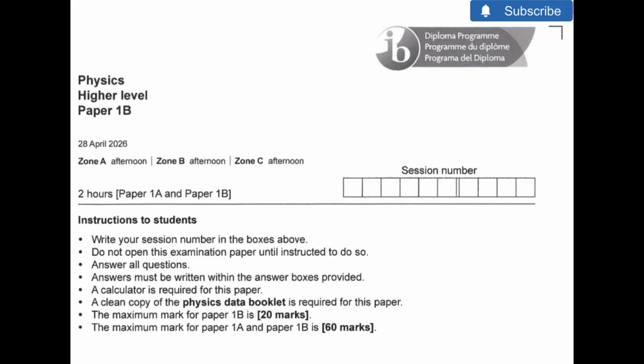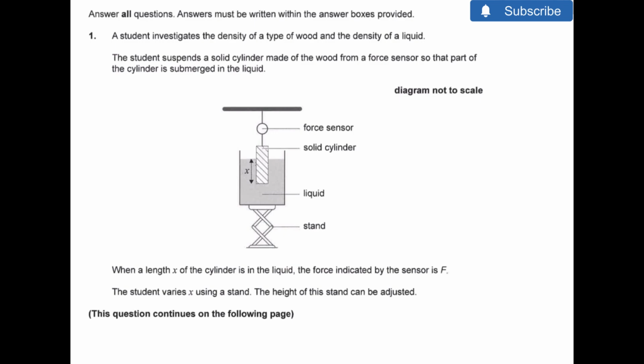So let us start this test and let us analyze question number 1. You can see that a student investigates the density of a type of wood and the density of a liquid. In this investigation, the student suspends a solid cylinder made of wood from a force sensor. This is a force sensor. And this cylinder is partially submerged into the liquid. This liquid, along with the container, is placed on a stand.